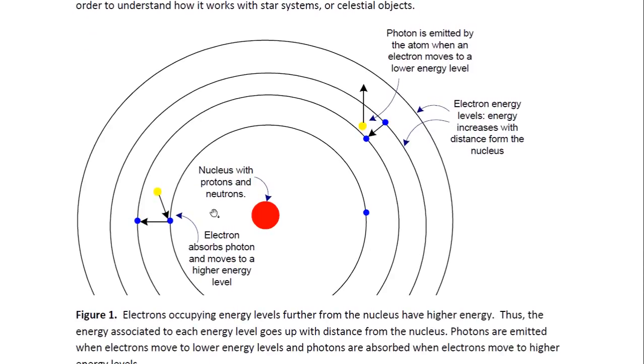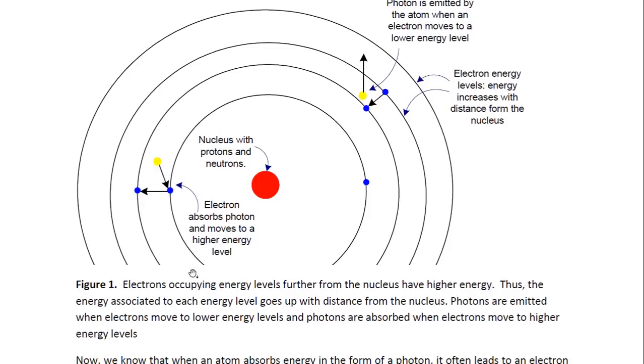And we have here a representation of an atom. We have a nucleus with protons and neutrons, and we have electrons in energy levels. And here we have an electron which has moved down to a lower energy level, and at the same time it emitted a photon. And the opposite here, we have an electron moving to a higher energy level. In order to do that, it has to absorb a photon.